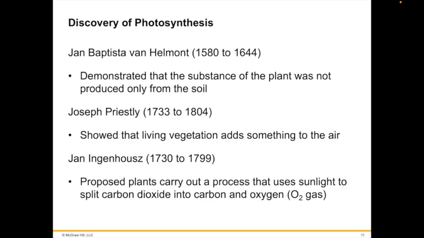He planted a small willow tree in a pot of soil after first weighing the tree in the soil. The tree grew in the pot for several years while Van Helmont provided only water. At the end of 5 years, the tree had increased in size by about 74.4 kilograms. However, the soil in the pot weighed only 57 grams less than it had 5 years earlier. This showed that the plant's increase in mass was not only produced from the soil, although Van Helmont incorrectly attributed this to the added water.